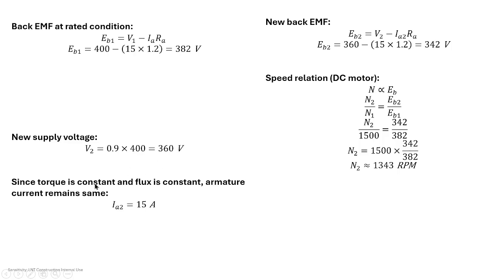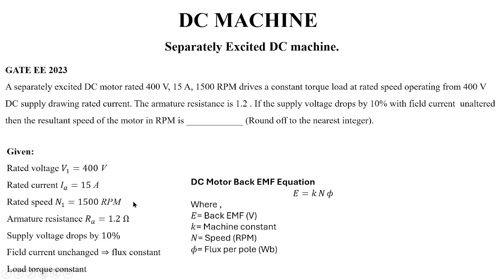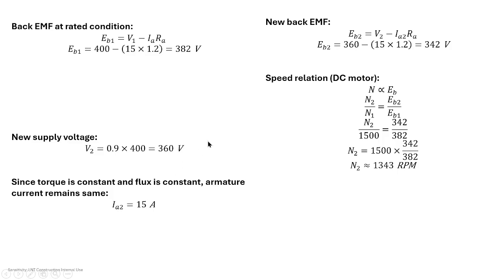In the question it is also given that torque is constant, so armature current is also constant. Armature current is given as 15 ampere, so Ia2 is also 15 ampere. Now what is the new EMF? Eb2 is the new EMF, and Eb2 is equal to V2 minus Ia2 Ra. V2 we calculated earlier is equal to 360 volt, Ia2 is 15 ampere, and Ra is given as 1.2. So Eb2 is equal to 342 volt.